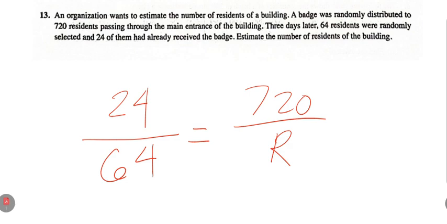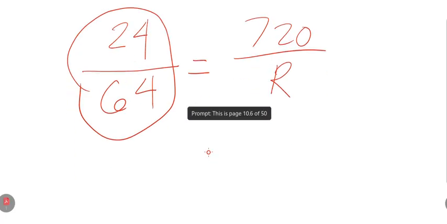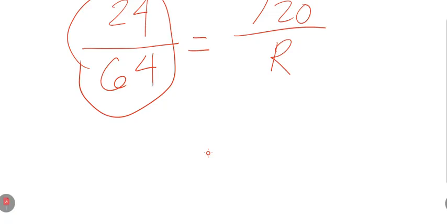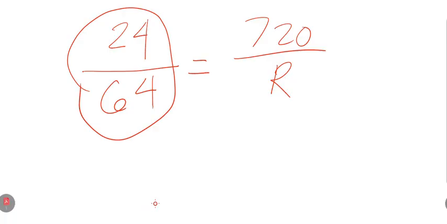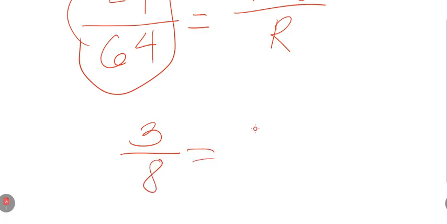Now, let's go find out the total, or the r, for the total residents in the building. Okay, so how are we going to find it out? First, let's try to simplify the fraction. We can simplify 24 and 64 here, since both the numerator and denominator can be divided by 8. So 24 divided by 8 is 3, and 64 divided by 8 is 8. It's still equal to 720 over r.